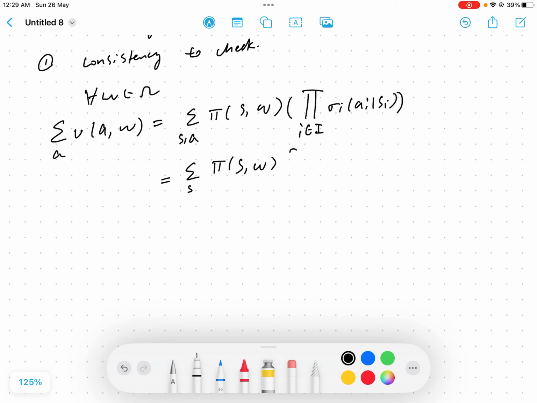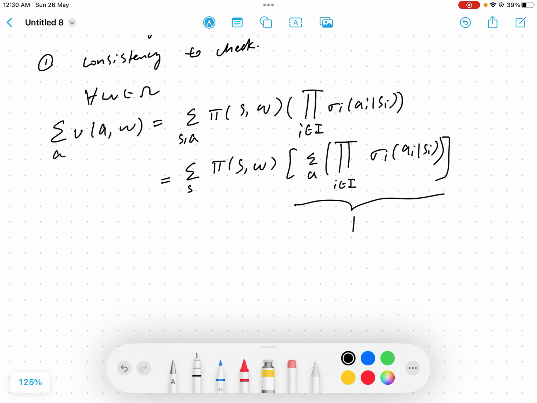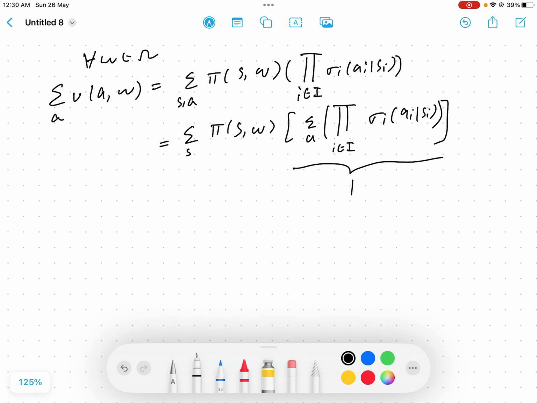S omega, okay. And here inside of the bracket we have the product of the sigmas. And we notice that this is actually 1, right? If we first multiply all those sigmas together and then sum over all the actions, that's nothing but 1. Then that's pretty straightforward.